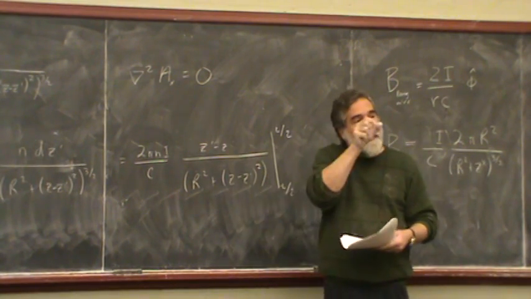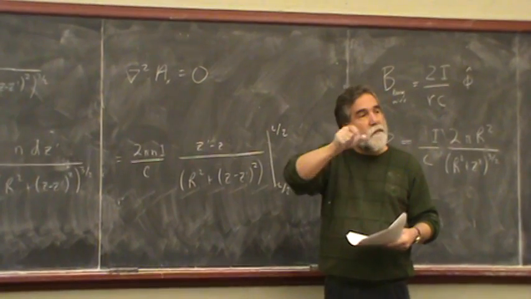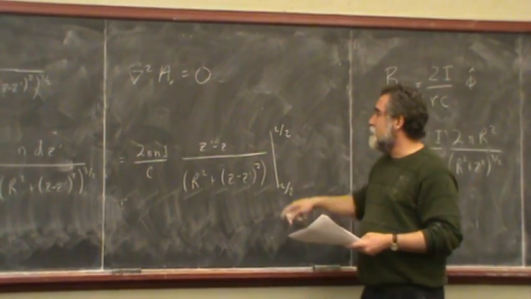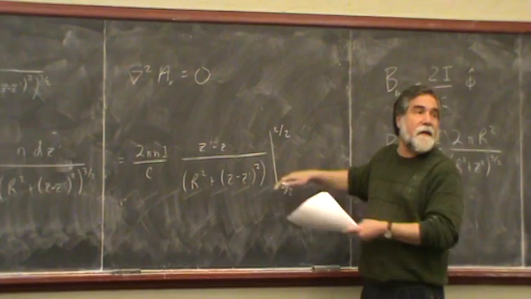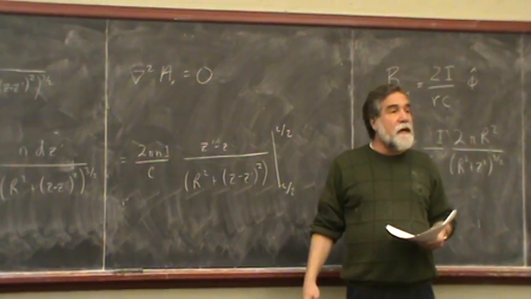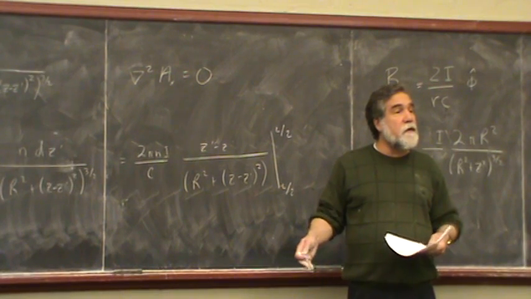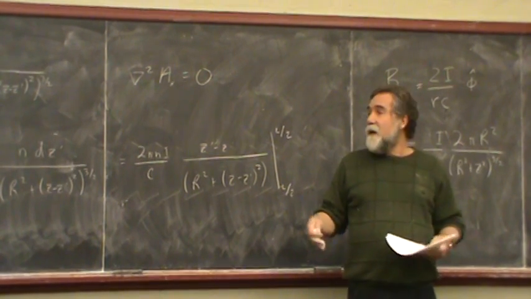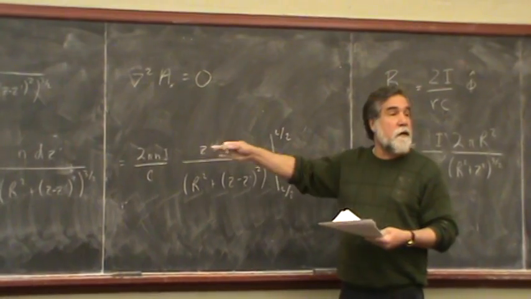Summing up over the density of coils, the number of coils at each position. And this thing here is correct. It will give me the field along the axis of a solenoid, inside the solenoid and outside the solenoid, of a finite length. So this is good.